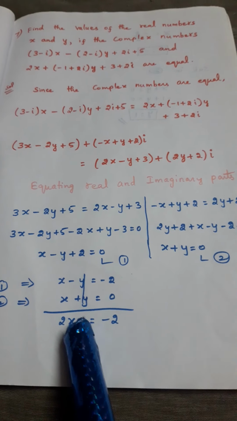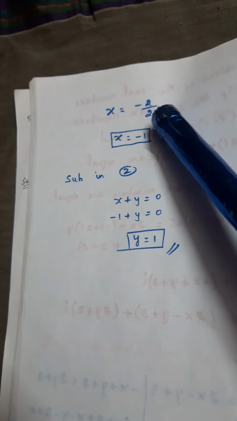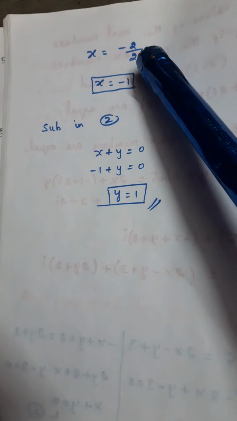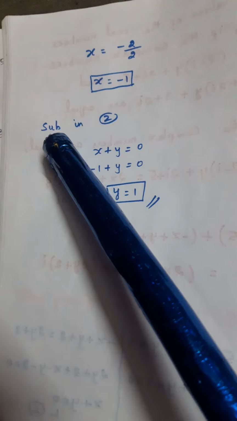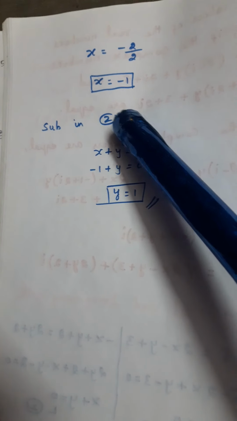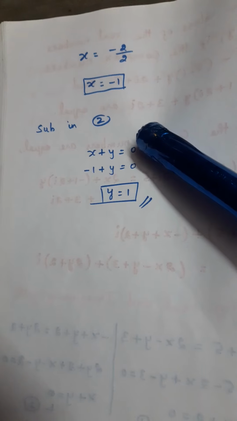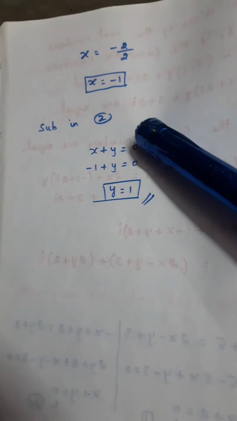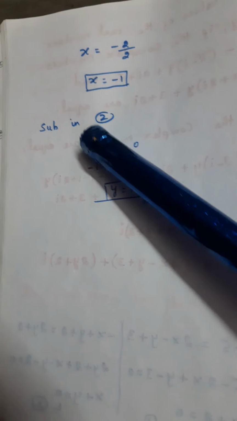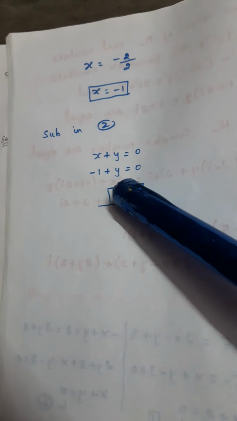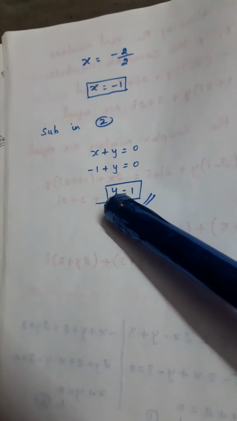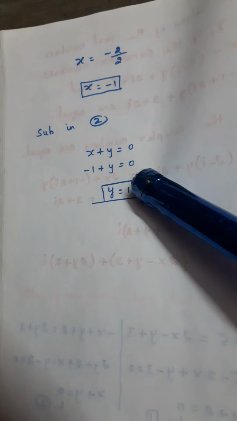How will you find it? x is equal to minus 2 divided by 2, right? If you see here, x is equal to minus 2 divided by 2 from the previous step. So cancelling, the answer is x is equal to minus 1. What we are doing is substituting this value in the second equation. I have written the second equation here. x plus y equal to 0 is the second equation, in which in place of x we should replace what? Minus 1. Minus 1 plus y equal to 0. So y is equal to minus 1 comes here, becomes plus 1.